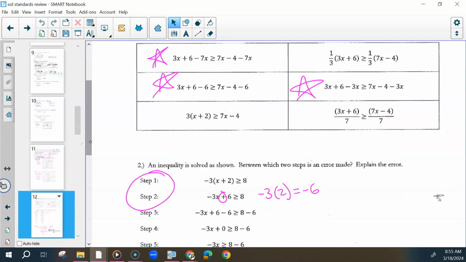Number 2 is showing that an inequality was solved and is asking which 2 steps was an error made and explain what the error was. Between step 1 and step 2, when they distributed, they didn't multiply the -3 to 2, so that would have made that -6.